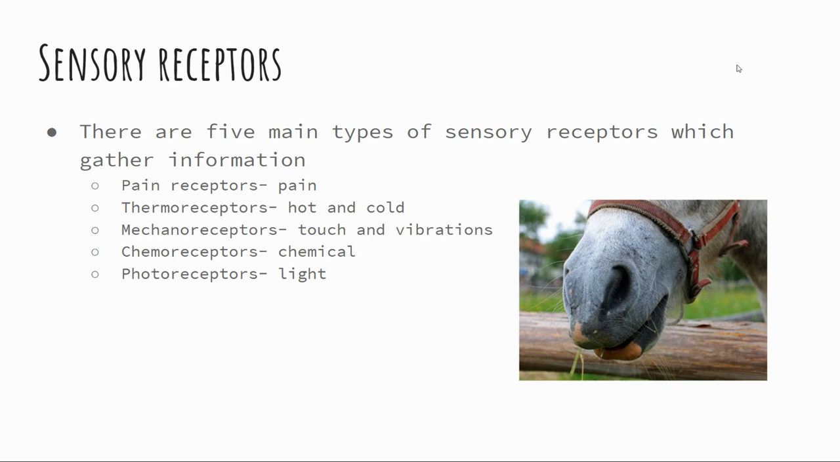You have pain receptors, which of course are going to gather information about pain. You have thermoreceptors, which are going to, of course, gather information on the temperature. Mechanoreceptors, which are going to gather information on touch and vibrations; your eardrums detect vibrations along with how you feel, what you touch. Chemoreceptors, chemical, this be taste and some smell. Photoreceptors, light, of course, is sight.